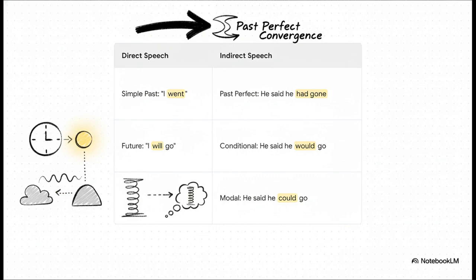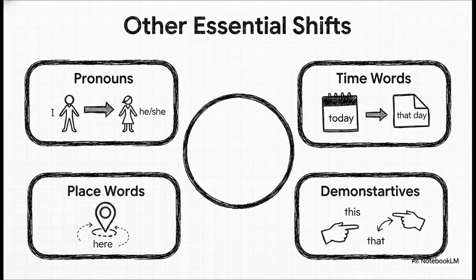If the original statement was already in the past, like "I wrote," it moves one step further back, all the way to the past perfect, "he had written." Even future and modal verbs follow the rule. "I will write" becomes "he would write," and "I can write" becomes "he could write." Of course, it's not just about the verbs. To make the reported sentence make sense from your point of view, other little words have to shift too.